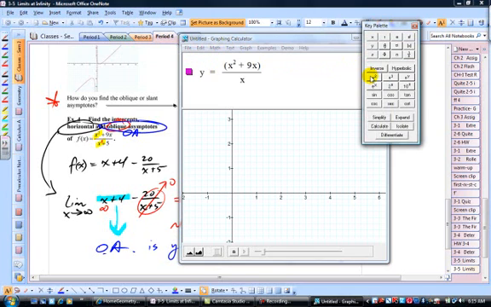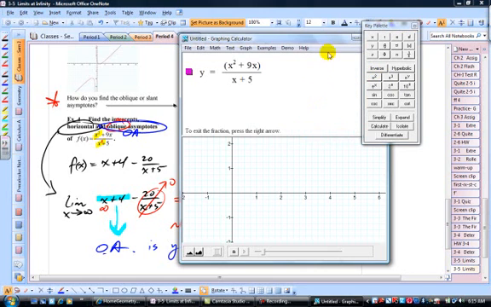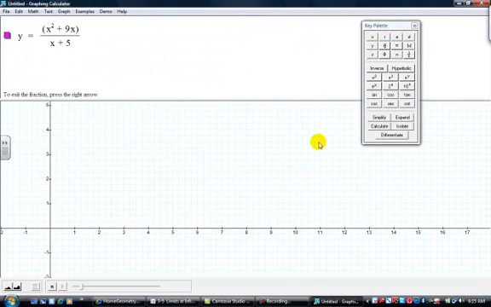Oops, that's not it. Let's start over here. Got to input the right numbers here. Quantity x squared plus 9x. There you go. Alright, I'm going to divide that now. There we go, x plus 5. And then I'm going to graph that and show you what it looks like. There we go.